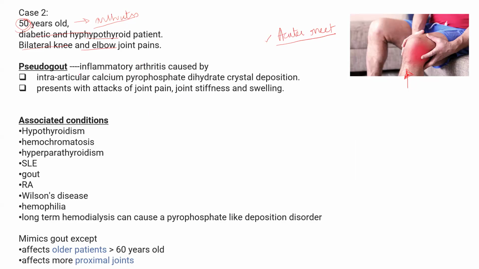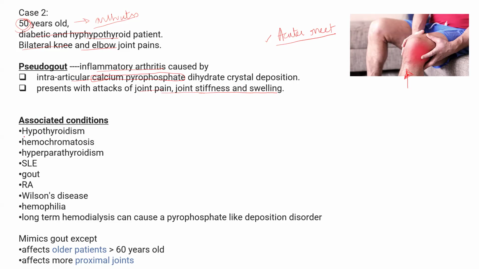So what is pseudogout? Pseudogout is again an inflammatory arthritis, a crystal metabolism disorder, where there is deposition of intra-articular calcium pyrophosphate. This is the type of crystals we get in pseudogout, that is, calcium pyrophosphate crystals. The patient will have sudden onset of joint pain, stiffness, and swelling of the joint. The presentation is the same as gout, but the involvement of joints is different. In gout, we have small joint involvement, that is the foot, ankle and toes, whereas in pseudogout, we have knee and elbow joint involvement.